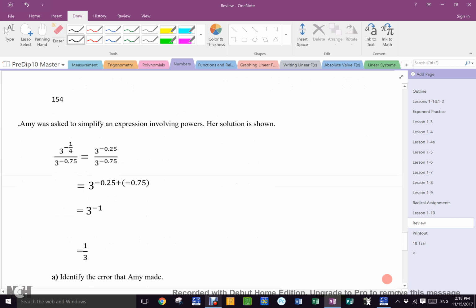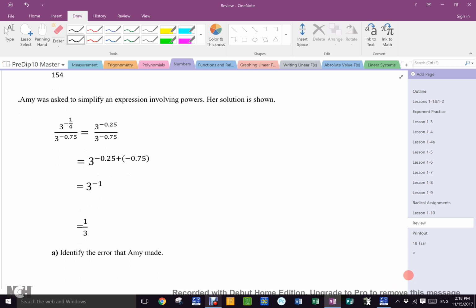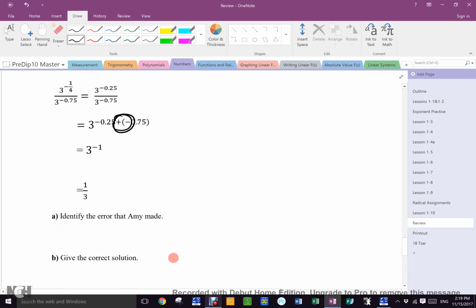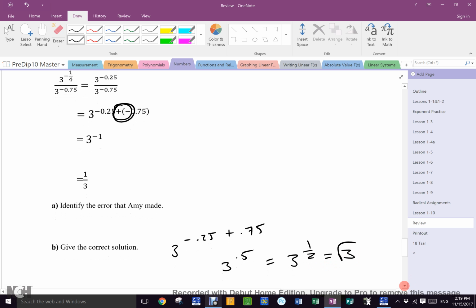Next question. Where is her mistake? Right there. Because she should have subtracted 2 negatives, which would have made that addition, correct? So there's her error for 1 mark. The correct answer is 3 to the negative 0.25 plus 0.75, which is 3 to the 0.5, which is 3 to the 1/2, or root 3. I will accept anything.